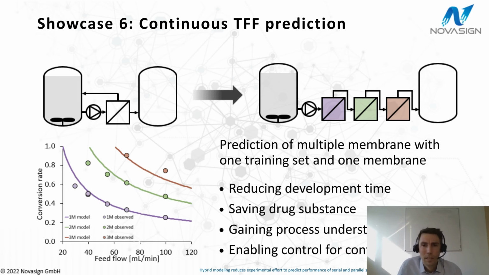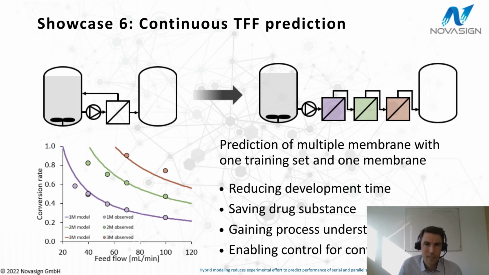So this helps you to reduce development time. It saves drug substance because your training data is quite limited. You don't need that much data compared to an ordinary SPTFF development. You get much better process understanding because all of these curves are there, and you see how much they change if I increase the starting concentration, or how much this changes with the feed flow. All of this is intrinsic in the model.